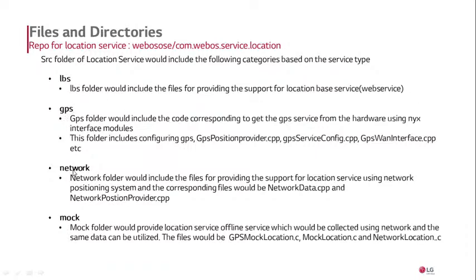Handler would include actually GPS and the network. GPS folder would include the code corresponding to the GPS service from the hardware using the Nix interface model. The folder includes the configuring GPS, GPS position provider.cpp, GPS service config.cpp, GPS WAN interface.cpp, etc. Network folder would include the files for providing the support for location service using the network positioning system, and the corresponding files would be network data.cpp and network position provider.cpp.